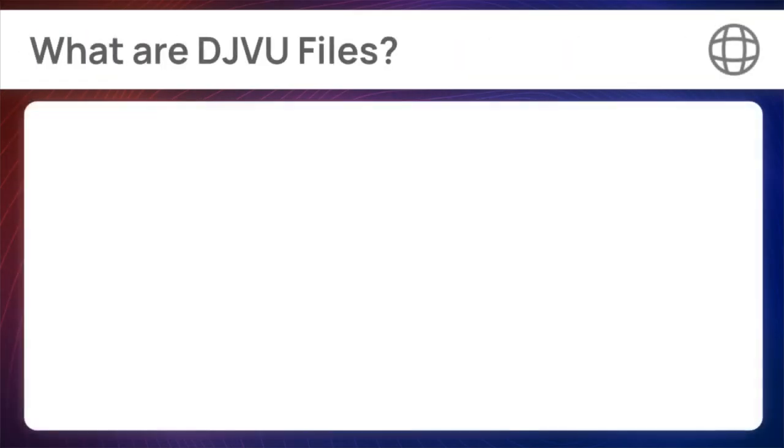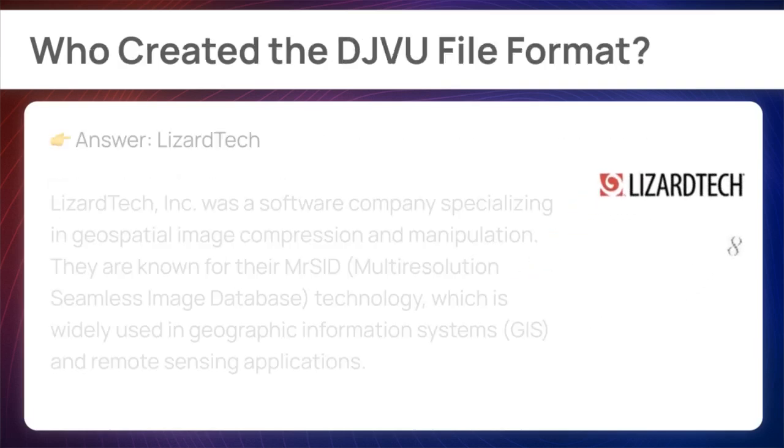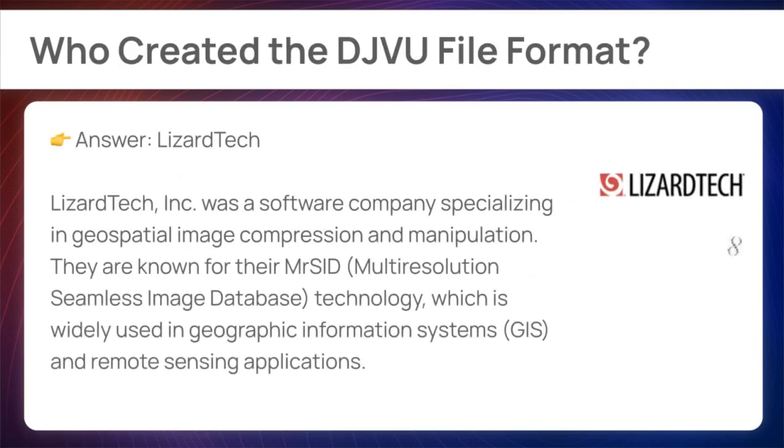The DJVU format is designed for scanned documents containing text and color images. It is characterized by high compression ratios and handles color images effectively using advanced wavelet-based compression. Supporting progressive loading and foreground separation, it is ideal for the online distribution of large digital documents.